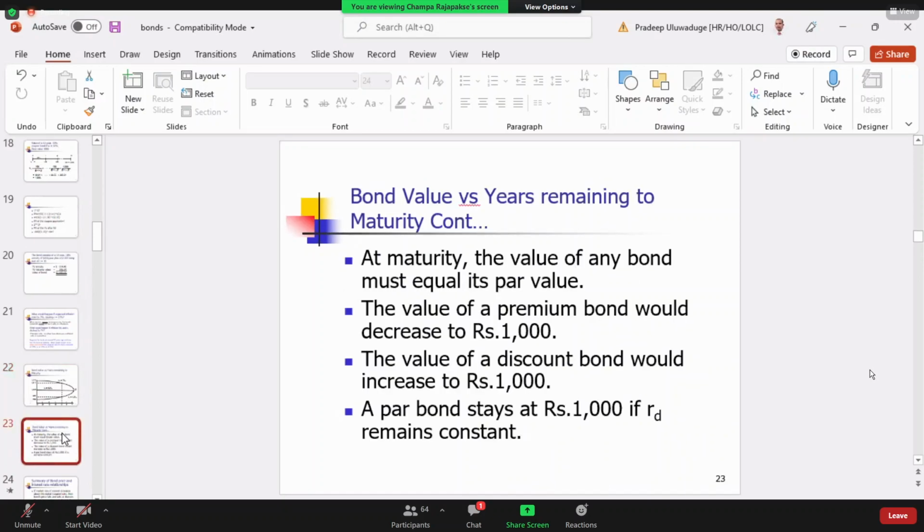See, bond value versus years remaining to maturity. At maturity, the value of any bond must equal its par value, right? Because the company will pay them the par value, not anything more, not anything less. The value of a premium bond would decrease to 1,000 rupees, and the value of a discount bond would increase to 1,000. A par bond stays at 1,000 if the discount rate remains constant.